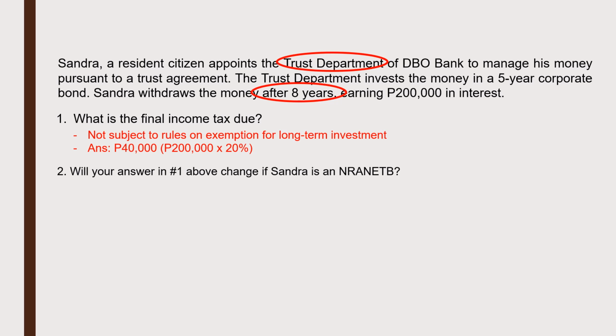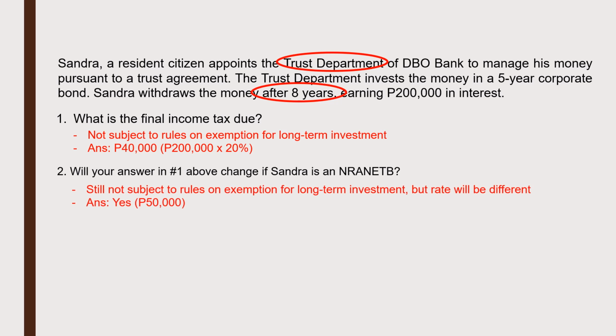Will your answer in number 1 above change if Sandra is an NRENET B? In terms of not being subject to the rules on exemption, it will be the same because NRENET Bs are not subject to the exemption. But the rate will be different because the rate for NRENET Bs is 25%. So the answer will now be 50,000.